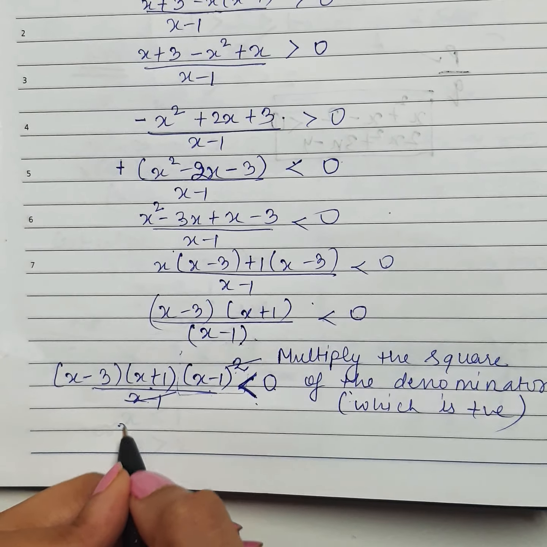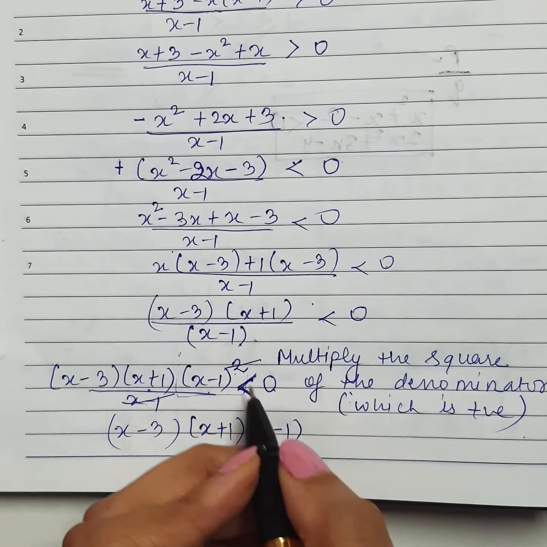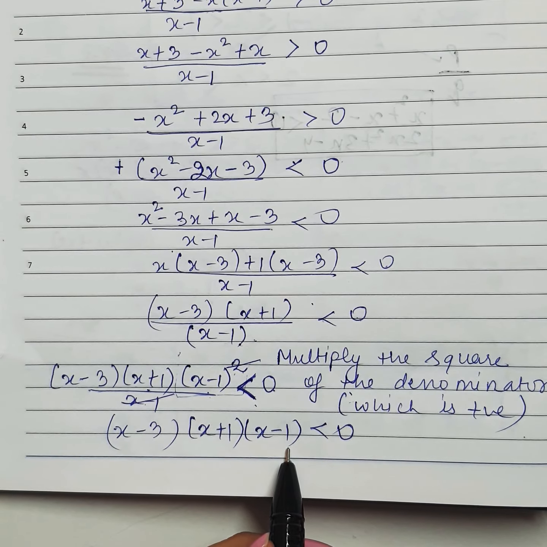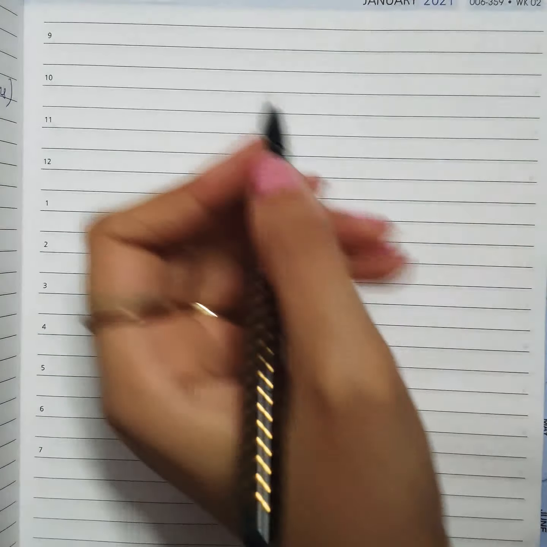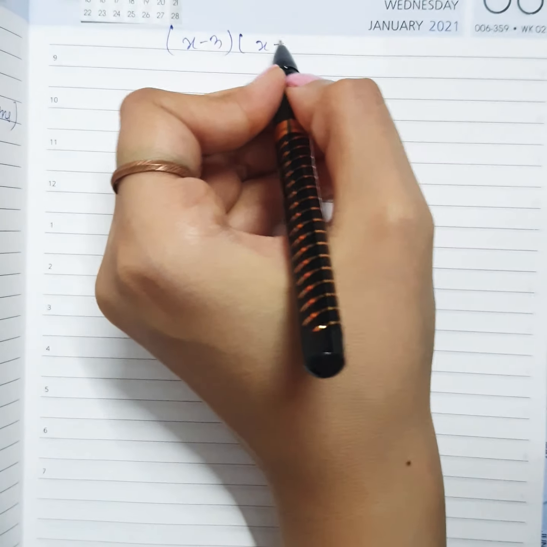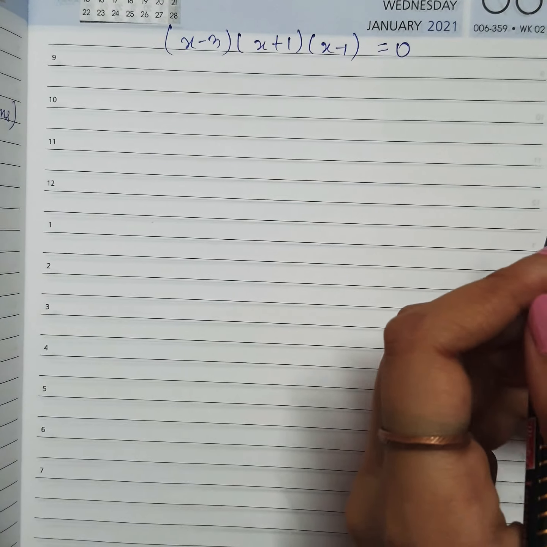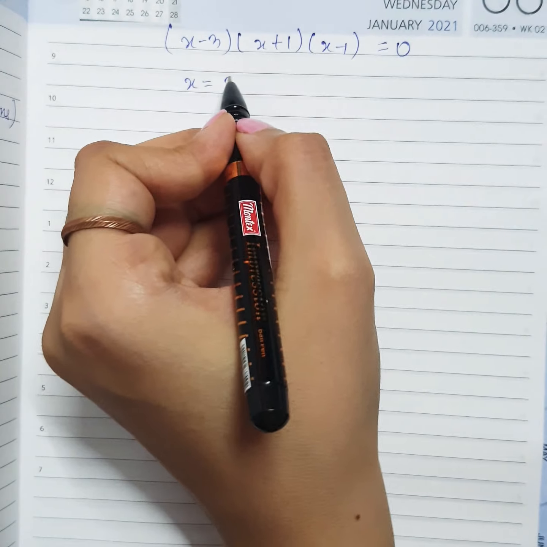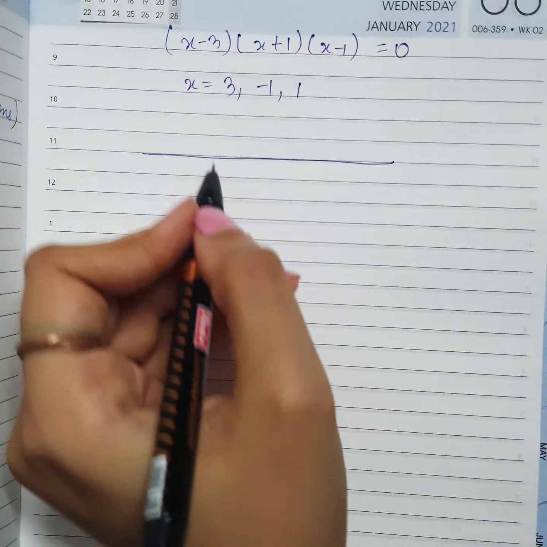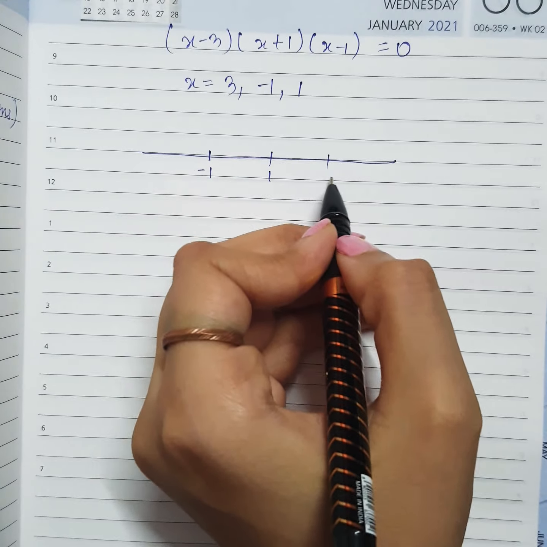Now we have an expression x minus 3, x plus 1, x minus 1, because 1 bracket has been cancelled, less than 0. Now we can find out the critical points, and critical points can be found out by putting all of them equal to 0. So we will get more critical points in this case. x equal to 3, minus 1 and plus 1. Plotting the critical points, the smallest one is -1, then 1, then 3.